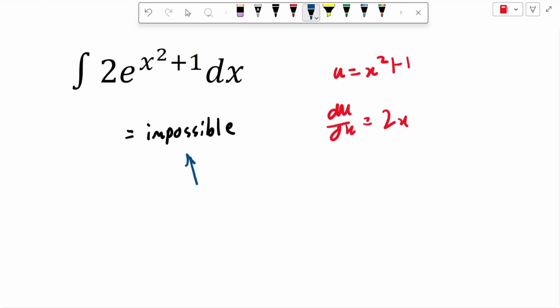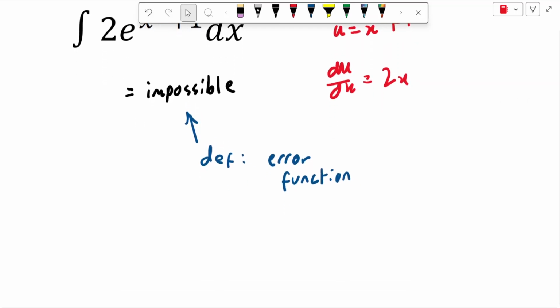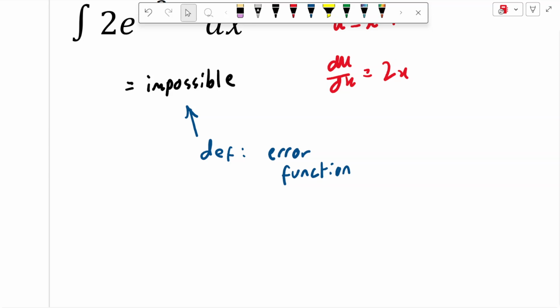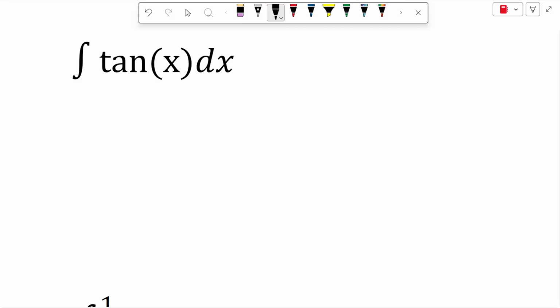It turns out that it is impossible in terms of functions that we know in specialist maths. You can define the solution to be something called the error function, which mathematicians do. But it's sort of like a cheat way out because you can't really do the integral. They've just defined the answer to be a new function, which they call the error function. So yeah, not really possible to do.